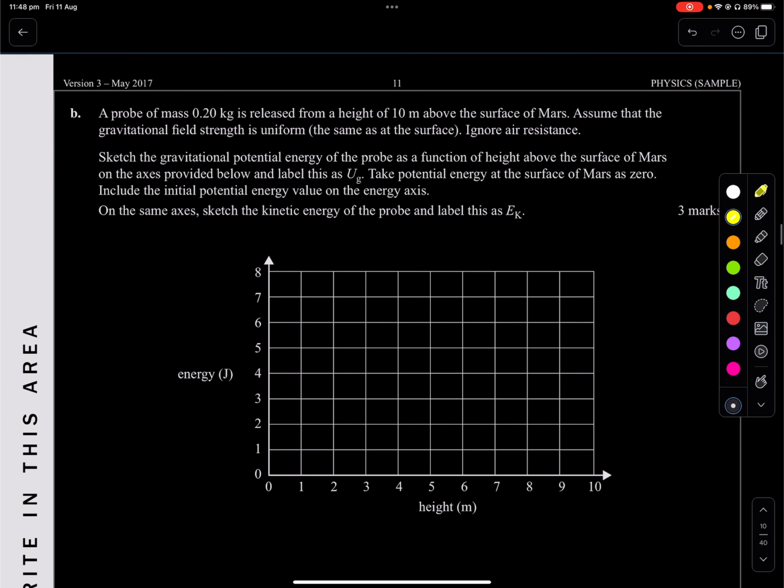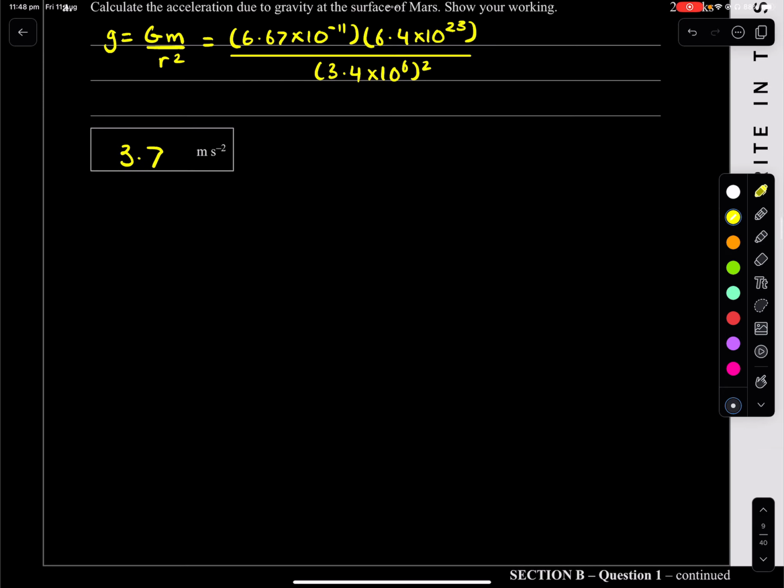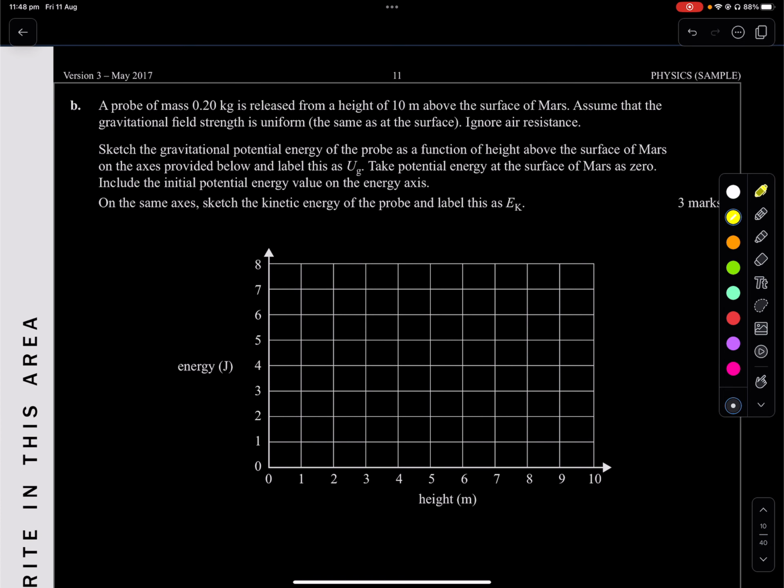Very nice. A probe of mass 0.2 kilogram is released from a height of 10 meters above the surface of Mars. Assuming that the gravitational field strength is uniform, the same as at the surface, so it's still 3.7, sketch the gravitational potential energy of the probe as a function of height above the surface of Mars on the axis provided below, and label this as UG. Take potential energy at the surface of Mars as 0. If the height is 0, the energy must be 0. Include the initial potential energy value on the energy axis. On the same axis, sketch the kinetic energy of the probe and label this as EK.